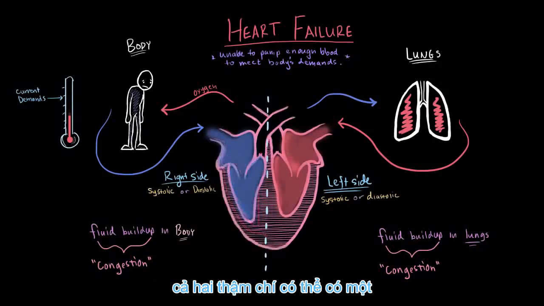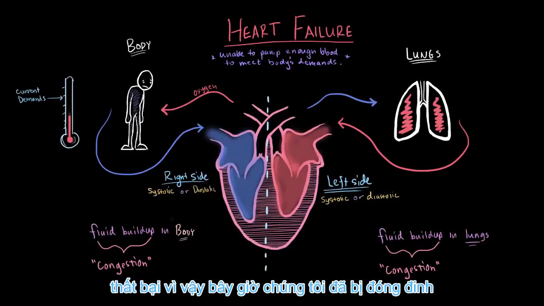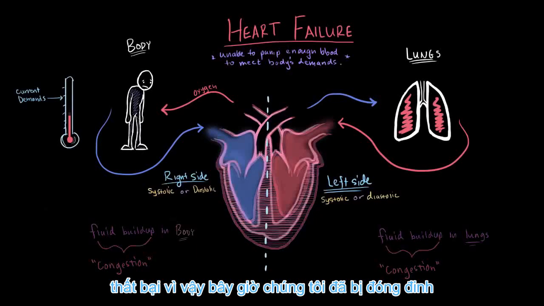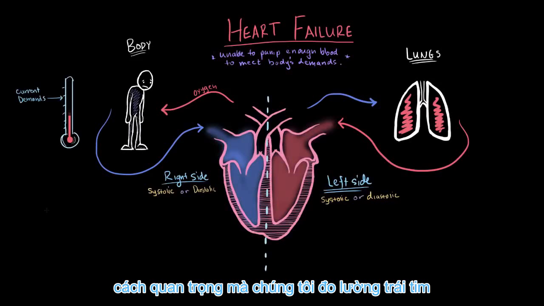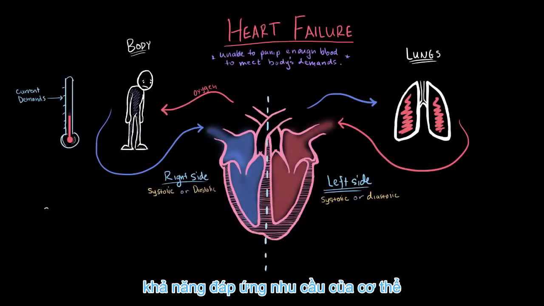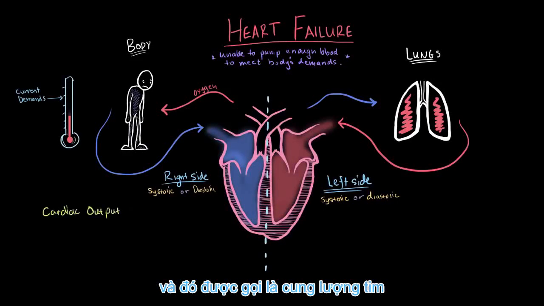Or you might have both. It's even possible to have a combination of systolic and diastolic failure. So now that we've kind of nailed those down, let's talk about this really important way that we measure the heart's ability to meet the demands of the body, and that's called cardiac output.